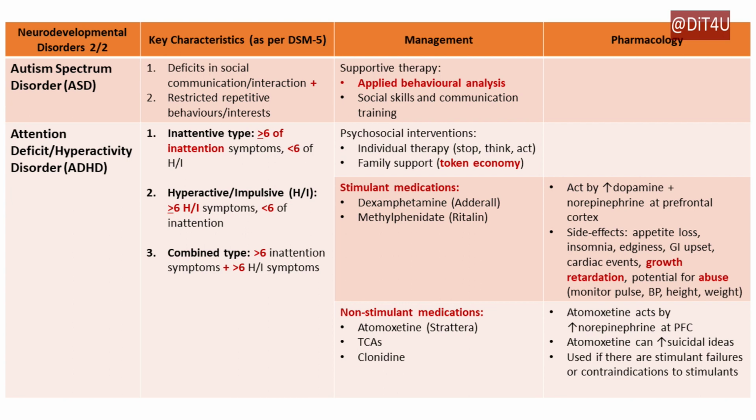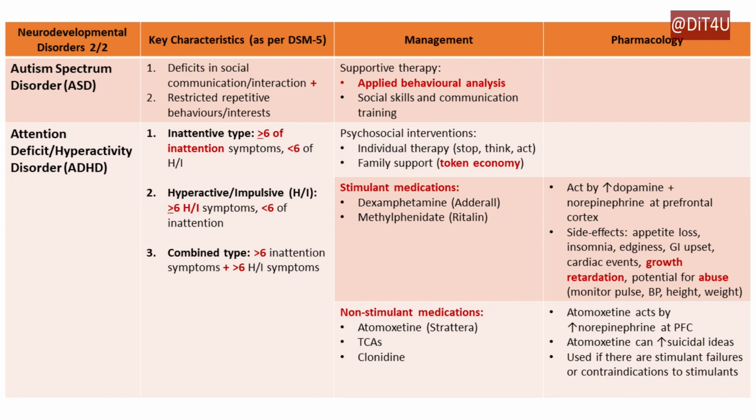All those things have to be put into action, such as token economy and reinforcement schedules. Social skills and communication training, if possible. If it is a milder form of autism, then you can consider those. Then you have attention deficit hyperactivity disorder, or ADHD.